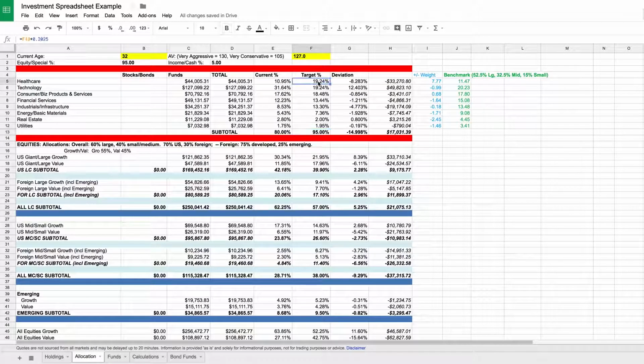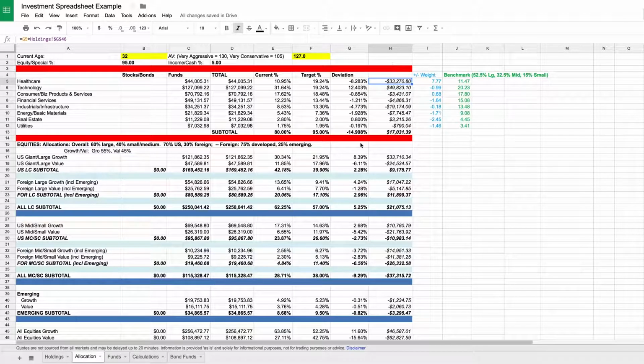And then it tells us that our target is 20.25% of 95%, or 19.24%. We want to make sure that 19.24% of our money in this example is invested in the healthcare sector industry. And what we have currently is a total of $44,000, which represents almost 11% of our total money in healthcare. So we are deviating from our target by 8.283%, or $33,000.